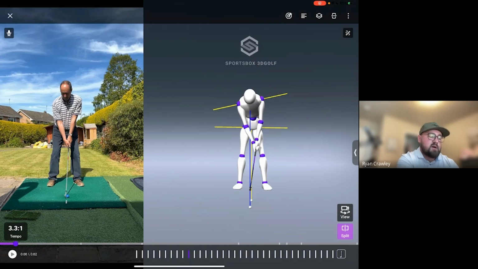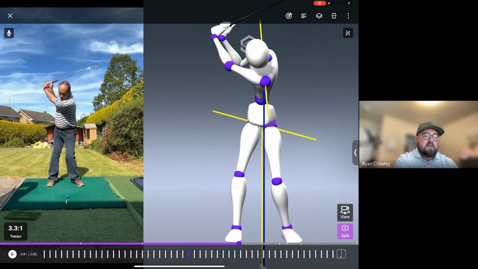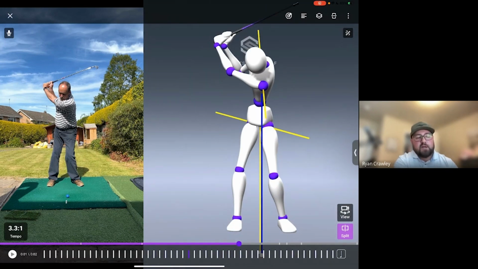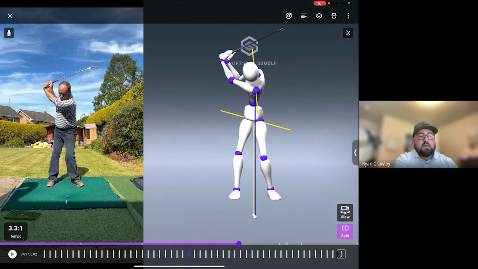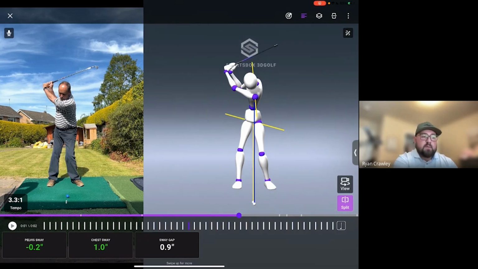When we look at the golf swing, we can take the player up to the top. And when you see that blue vertical line in front of the yellow, which is the pelvis, that shows a reverse pivot. You could also see that in a number, the sway gap number, basically just the difference between where the chest and pelvis is. When it's a positive number, that means the chest is in front of the pelvis. When it's a negative number, the chest is behind. So anytime you see a positive number at the top of a backswing, that's a sign that that person has a reverse pivot.